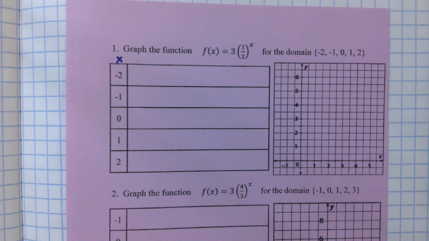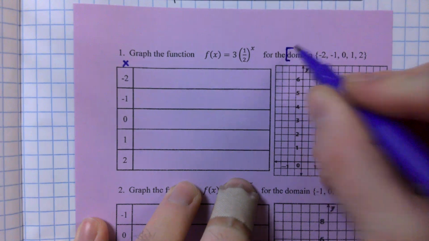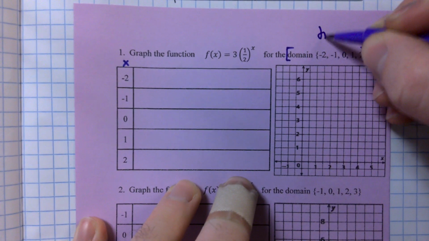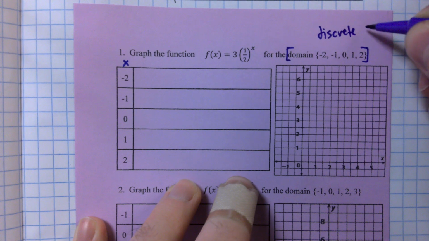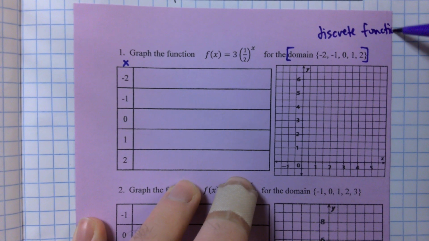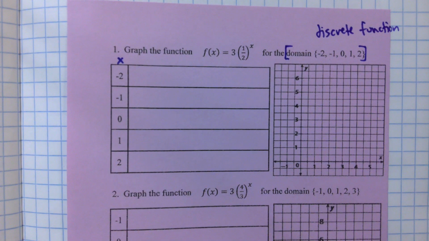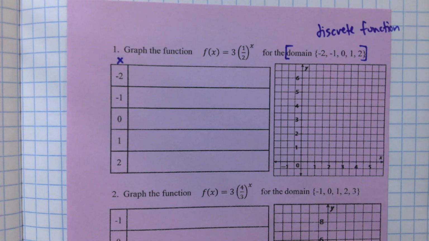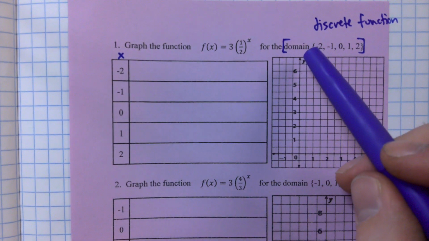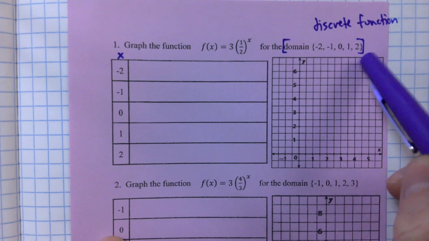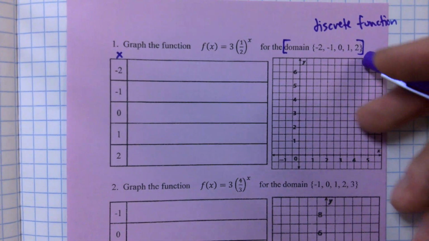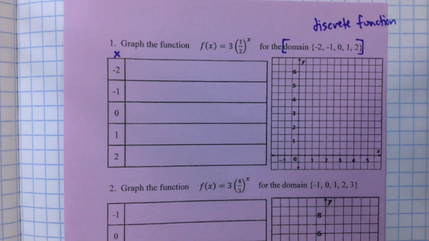When we're given a domain like this, that means we have a discrete function. Someone with a quiet hand, tell me what a discrete function looks like. Tyler, what does it look like? It's just dots on a graph. None of the dots are what? Connected. Thank you, Changsy. So we're graphing this function at the inputs -2, -1, 0, 1, 2. Nothing in between. No 1.5, no 1 3/4. Just at those 5 inputs.